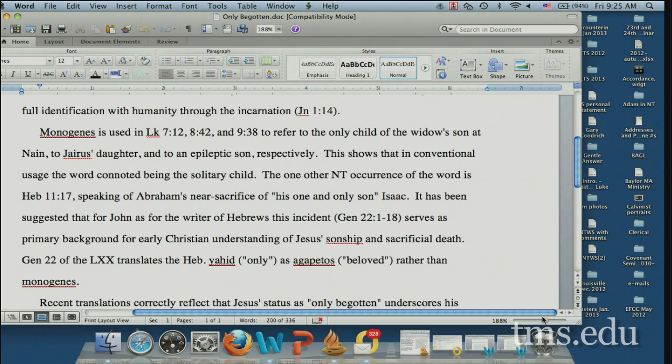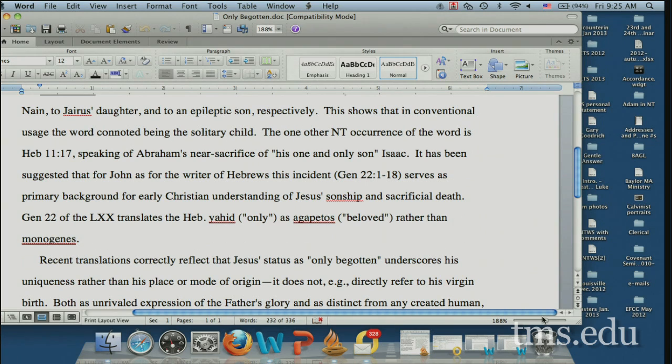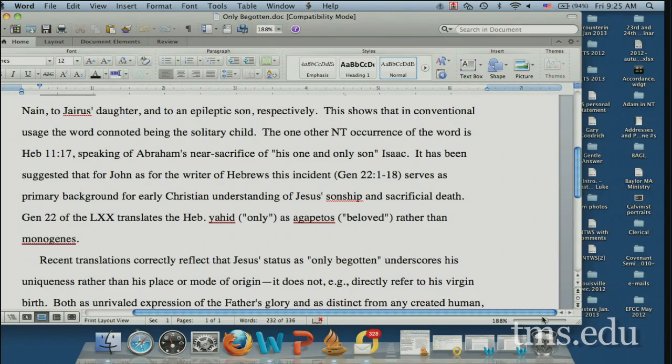The one other New Testament occurrence of the word is Hebrews 11:17, speaking of Abraham's near sacrifice of his one and only son Isaac. It has been suggested that for John, as for the writer of Hebrews, this incident serves as primary background for early Christian understanding of Jesus' sonship and sacrificial death. Understandably enough. I happened to read Genesis 22 today in my morning readings, and immediately when you read the language going on between Abraham and the angel of God telling him to go to the mountain with his son, it's got Christology written all over it and atonement written all over it. Genesis 22 of the Septuagint translates the Hebrew yahid, "only," as agapetos, "beloved," rather than monogenes.